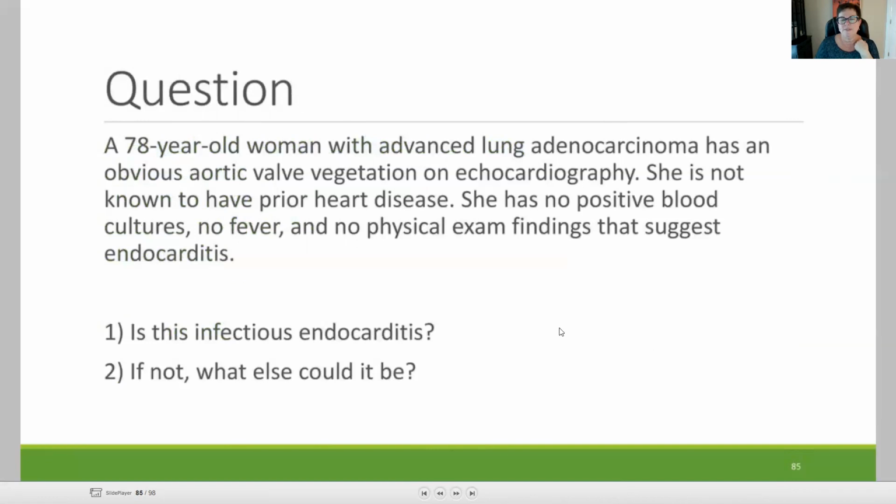So let's look at a couple of special cases. A 78-year-old woman with advanced lung adenocarcinoma has an obvious aortic valve vegetation on echocardiogram. She is not known to have prior heart disease. She has no positive cultures, no fever, no physical findings that would suggest endocarditis. So is this infectious endocarditis? If not, what else could it be?